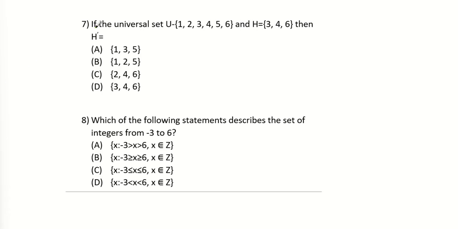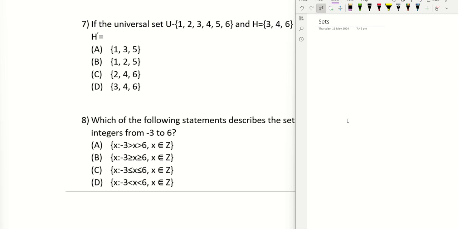The first question says, if the universal set U is 1, 2, 3, 4, 5, 6, and H is 3, 4, 6, then what is H complement? That little asterisk or apostrophe on top means complement, meaning what elements are not in H. So you are going to compare your universal set with H. The universal set is all the elements that are found, right?